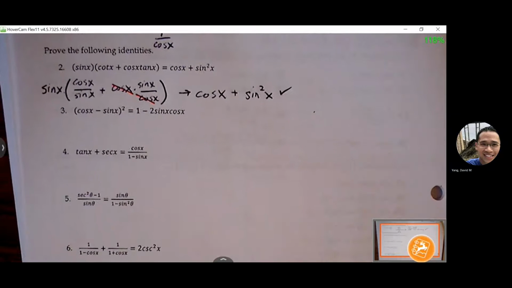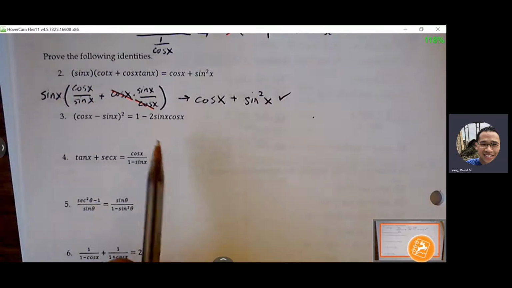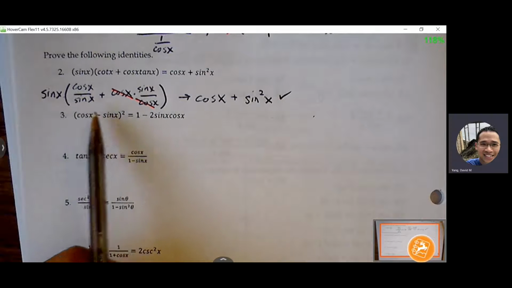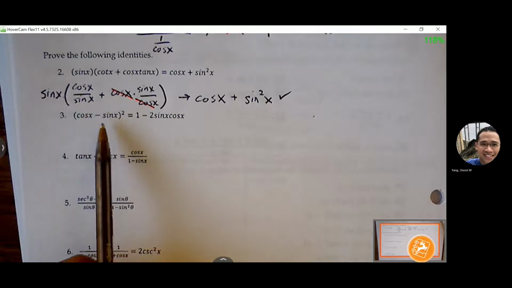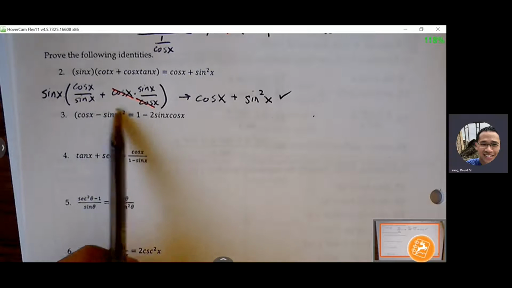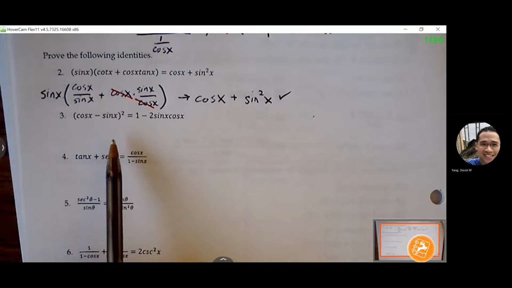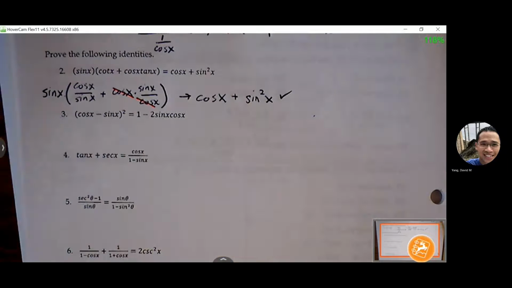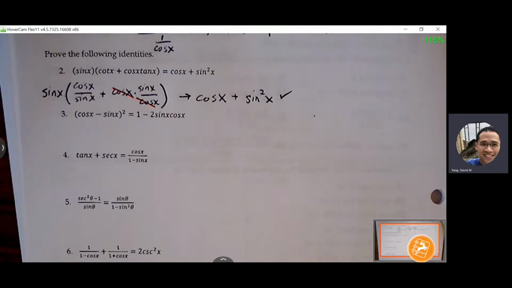Number three. Cosine of x minus sine x, squared, equals 1 minus sine x cosine x. We need some opportunities to expand this out. Start on the left side. You have to be careful here. I just think that it's sine squared minus sine. We have to write this out twice. It's tempting to do it the short way, but if we do that, we're missing out on some terms. So let's force ourselves to write it as two separate parentheses.